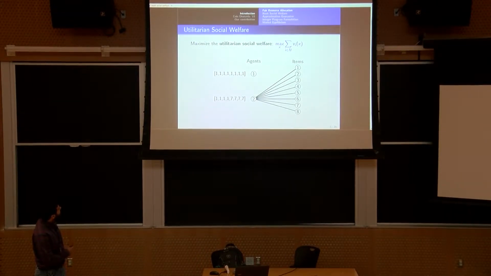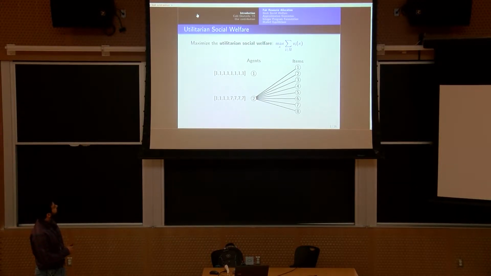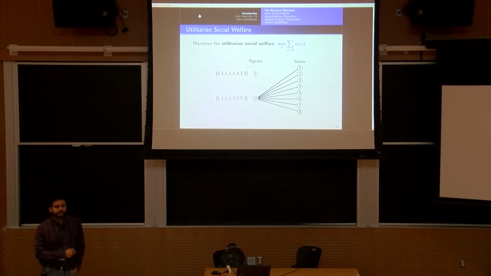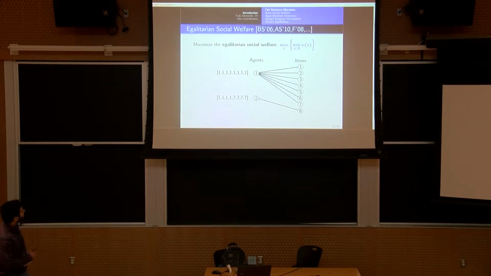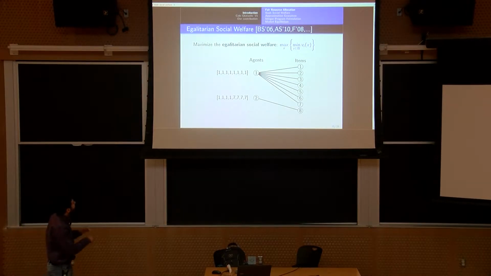So one way to assign it is to say, let's be efficient, let's maximize the total utility of all the agents. And this is what this does. It doesn't seem fair. Another extreme is to say, I want to be egalitarian, I want to maximize the minimum utility across all agents. And this is what this does. And this also seems a little bit extreme, that this agent is getting all these items and this guy is getting just one.